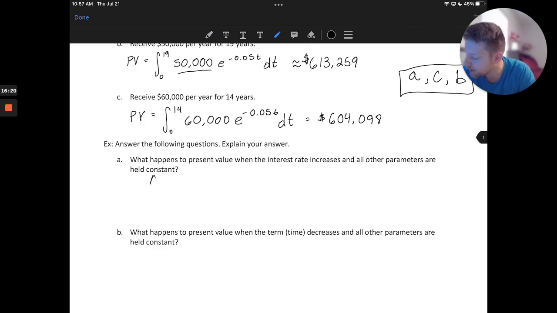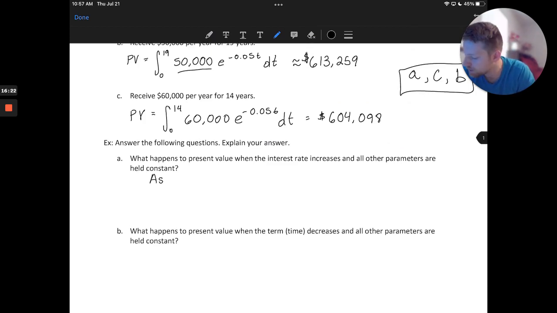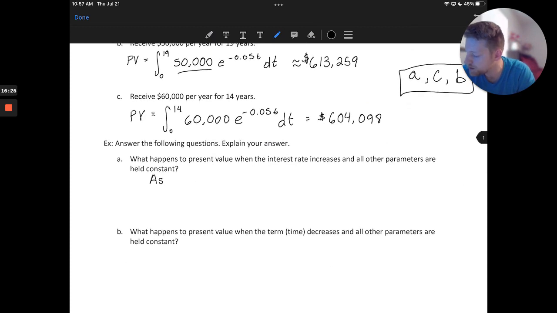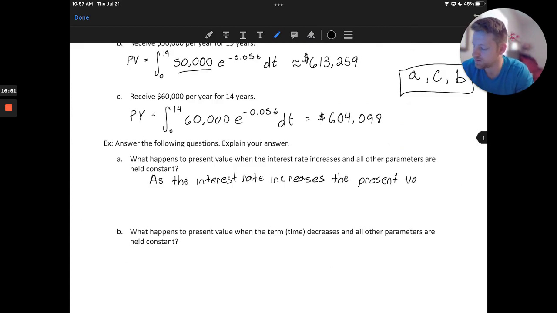So as the interest rate increases, the present value of an income stream will decrease.